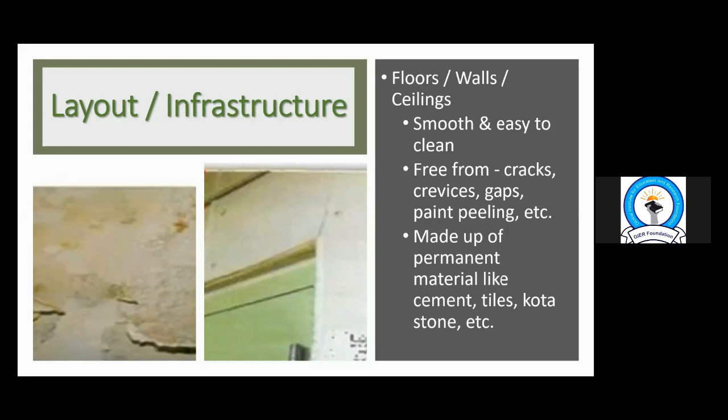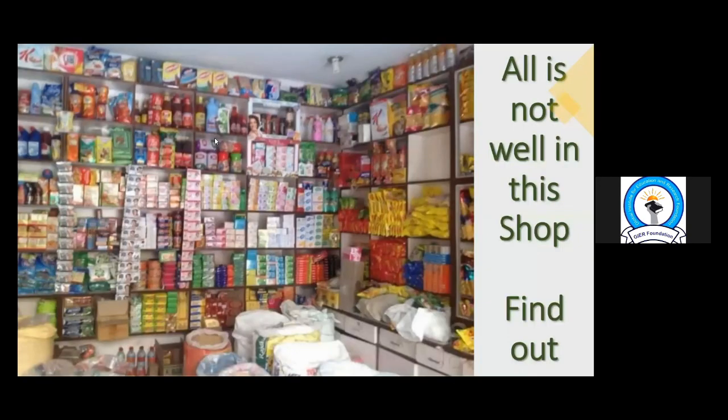So all food contact surfaces, not food contact, I'll talk about that later. All floors, walls and ceilings should be smooth, easy to clean, made of permanent material. Now you can see one picture of a particular shop. You have to find out what is not okay in this shop. I believe everyone can see their screen. Please have a look and tell me what is not okay in this shop.